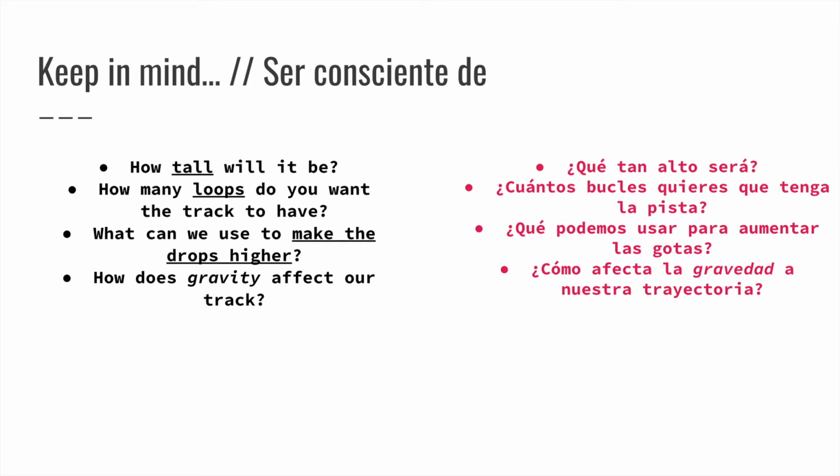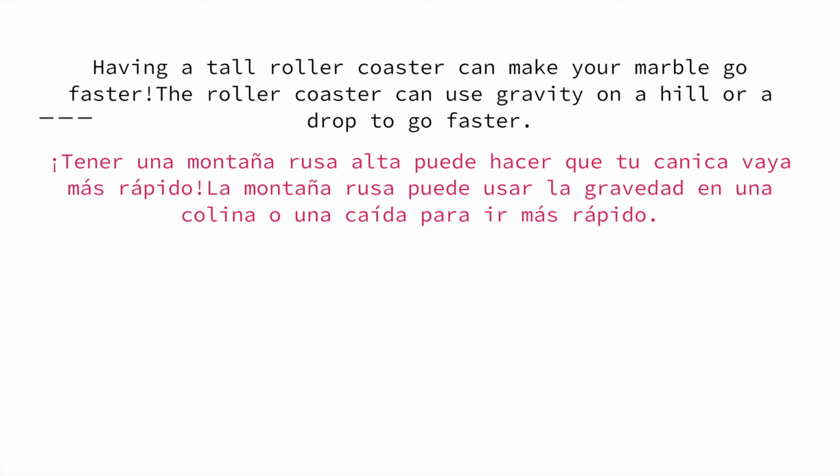But we should keep in mind how tall we want our roller coaster to be, how many loops we want, and what can we use to make our drops higher. Also, how does gravity affect your track? It's important to keep in mind that having a tall roller coaster can make your marble or coin go faster. The roller coaster can use gravity on a hill or a drop to go faster. And with that being said, here's the blueprint that I designed.